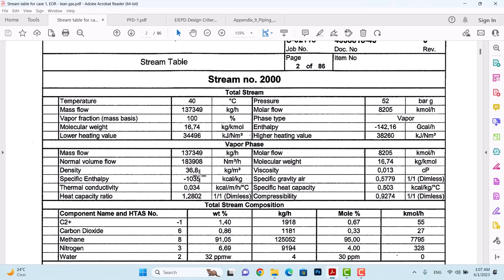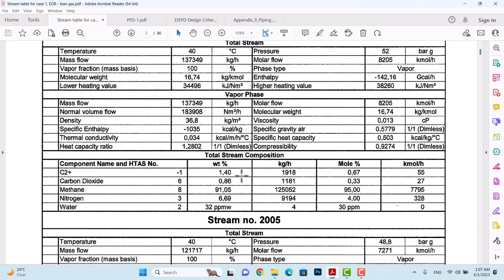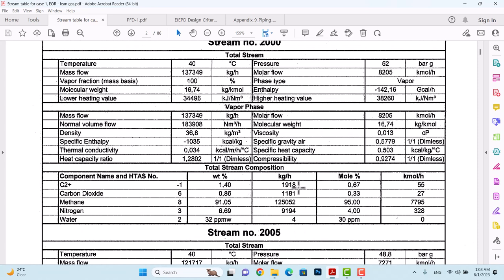Its density is this one and other physical properties, and here you can see the composition of the natural gas stream. It contains nitrogen, methane, carbon dioxide, and C2+, with different compositions in weight percentage and mole percentage, mole fractions.